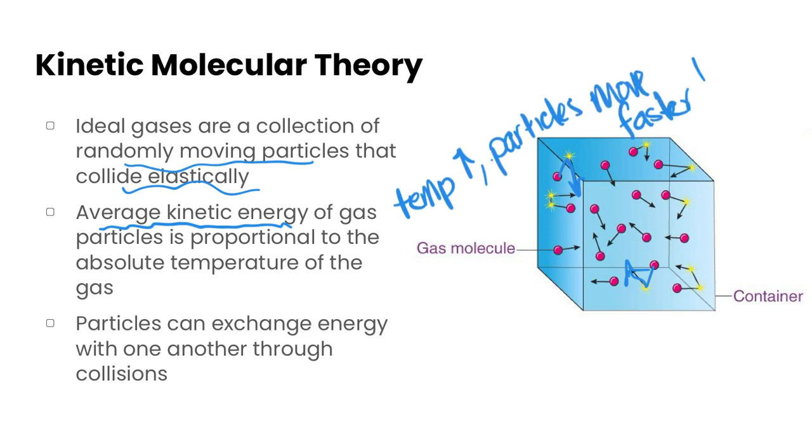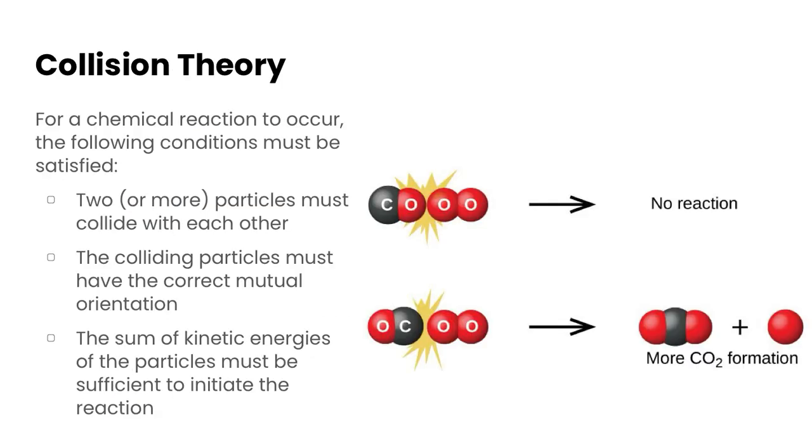And that's kind of intuitive, right? The more energy we give something, the faster it will move. Particles can also exchange energy with one another through collisions, and so this is really important for collision theory. Collision theory says that essentially for a chemical reaction to occur, the following conditions must be satisfied.